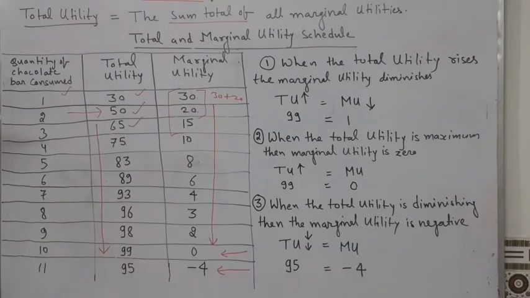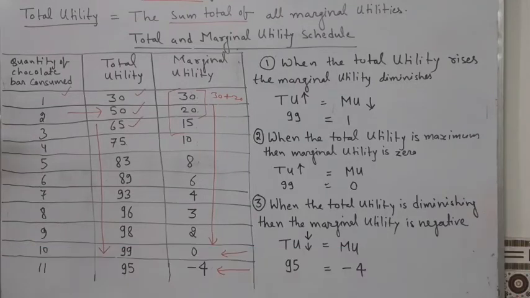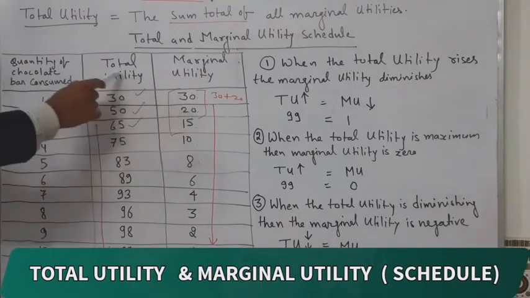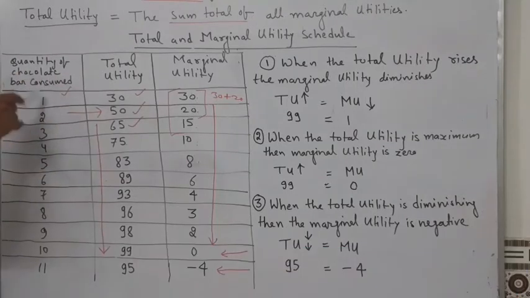When one chocolate is taken per day, the total utility derived by the person is 30 units, and the marginal utility derived is also 30.